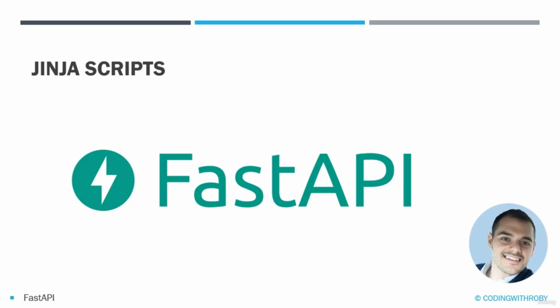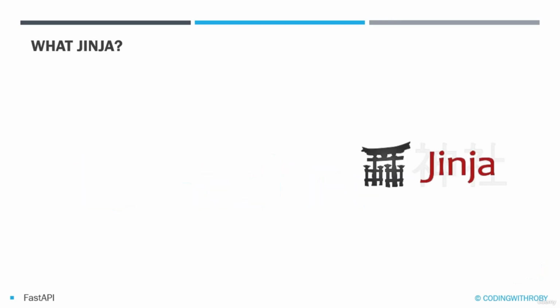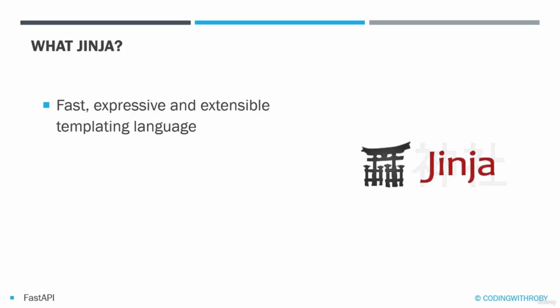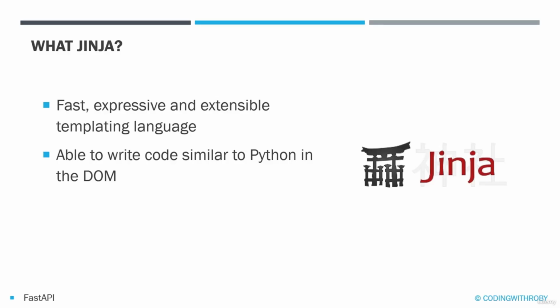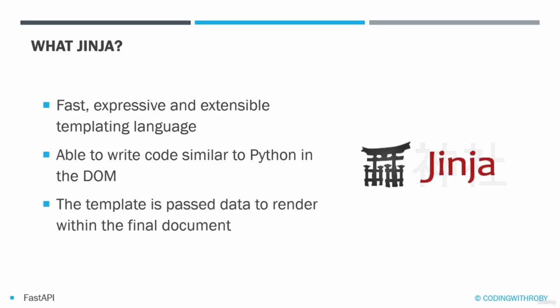And in this lecture, we will be going over Jinja and Jinja scripts. So what is Jinja? Jinja is a fast, expressive, and extensible templating language for creating full-stack web applications. Jinja is able to write code similar to Python in the DOM and by manipulating data. The template is passed data to render within the final document from Python.